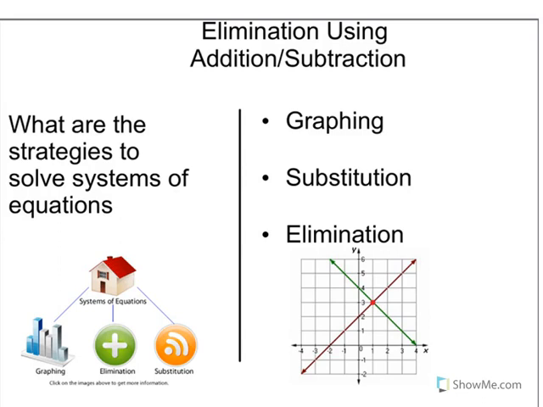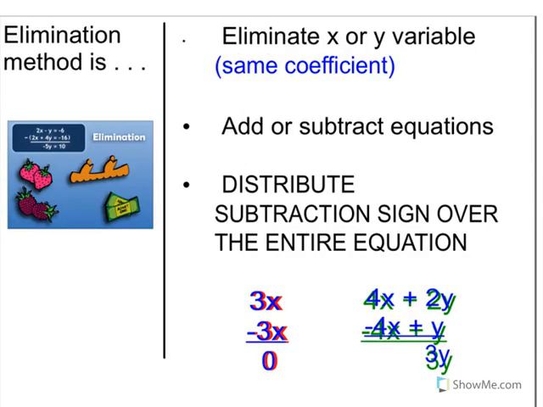Our strategies for solving systems of equations, we've got 3 of them. We've already looked at graphing, we've looked at substitution, and now we're going to take a look at our third and final method, which is elimination. What the elimination method does is it seeks to eliminate either the x or the y. So in order to figure out which one to eliminate, you want to look for the one that has the same coefficient. Now you're combining the equations, so you're adding or subtracting based off of the signs in front of the numbers.